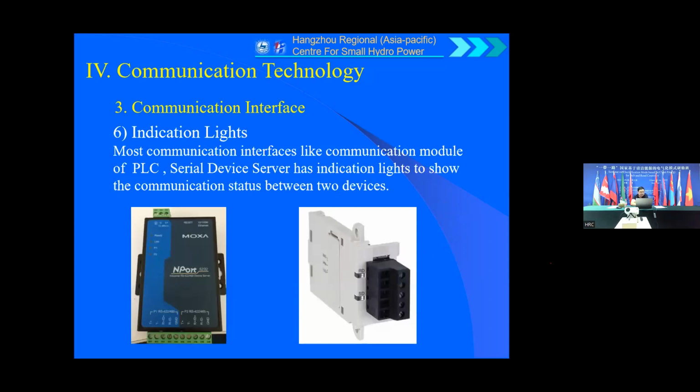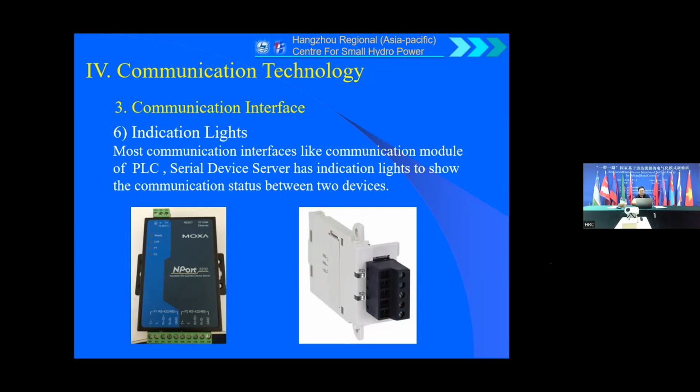Then we will talk about the indication lights of the communication interface. Most communication interfaces, like the communication module of a PLC or a serial device server, have indication lights to show the communication status between two devices. For the serial device server, you can see the indication lights for ready, for link, for P1 and P2 here. And for the communication module of the PLC, you can see the indication lights of RD and SD here.